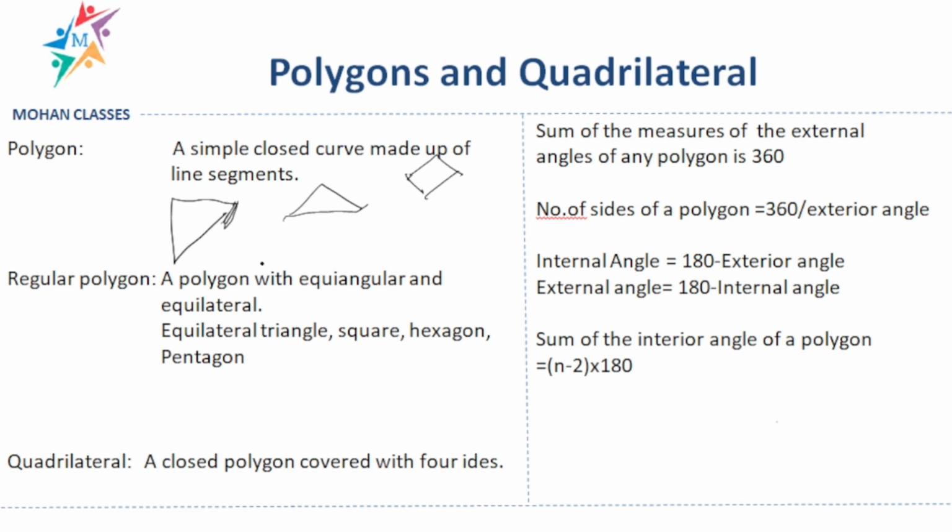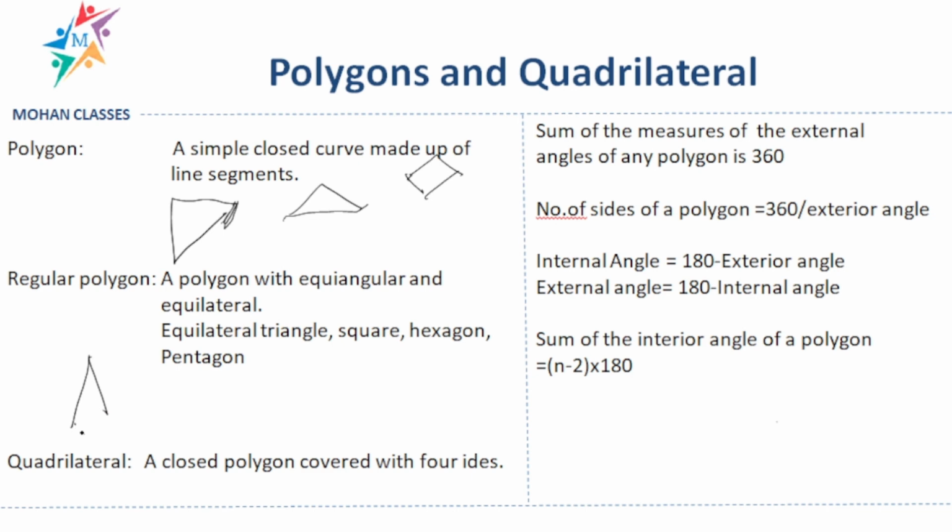So, what is a regular polygon? In a regular polygon, the length of the lines will be the same, and the interior angles will be the same. That is called a regular polygon. Let us take an equilateral triangle. What is an equilateral triangle?